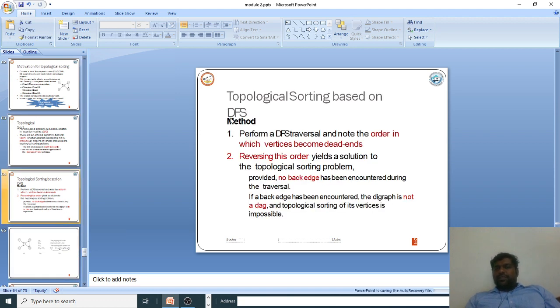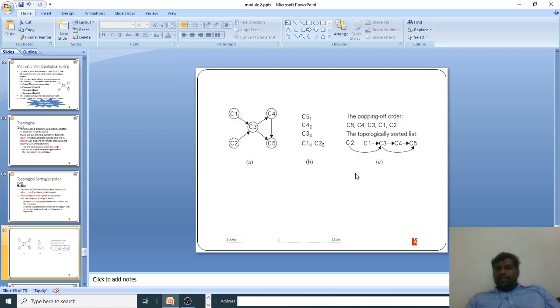In terms of DFS, you perform a DFS traversal and note the order in which vertices become dead ends. Next, you reverse this order, which yields a solution to the topological sorting problem, provided no back edge has been encountered during the traversal. If a back edge has been encountered, the digraph is not a DAG. That is, there shouldn't be any cycle.